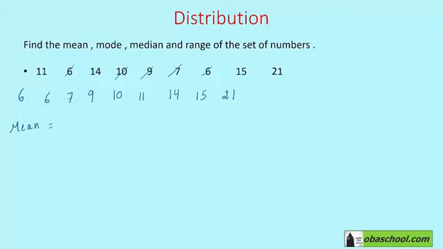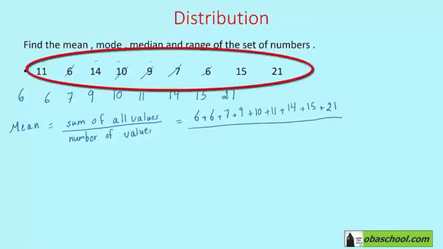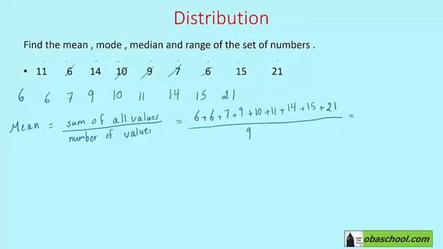Now, let's find the mean. As I've said before, the mean is the sum of all values divided by their number. So 6 plus 6 plus 7 plus 9 plus 10 plus 11 plus 14 plus 15 plus 21, divided by their number. And as you can see, we have 9 numbers. So it's going to be 99 divided by 9, so it's equal to 11.